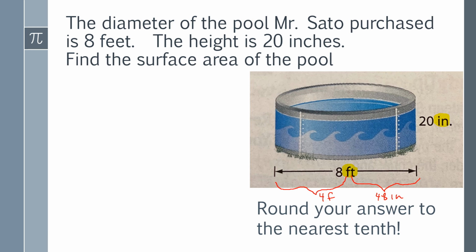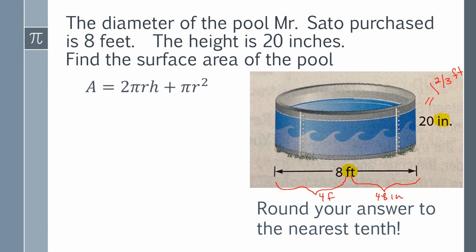Now, 20 inches could also be 1 2/3 feet, right? Because 1 foot is 12 inches, and then 20 minus 12 is 8. So 8 over 12 is equal to 2/3. So 1 2/3 feet there. Now, it doesn't matter which one you want to work with, but I'm thinking we're going to be better off working in inches because we do have a calculator. It'll still work for us. So we're going to go ahead and use that.